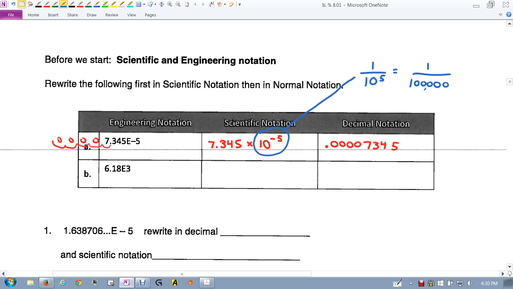6.18 E3 means I'm going to move the decimal point how many places? To the right 3, which is going to make it 618. How many zeros after the 8? Just one? So 6.18 E3 is the same as 6,180. How do I write it in scientific notation? 6.18 times, be careful, that's times, not x, times 10 to the third power, 10 cubed. What's 10 cubed? 10 times 10 times 10 is 1,000. What's 1,000 times 6.18? 6,180.